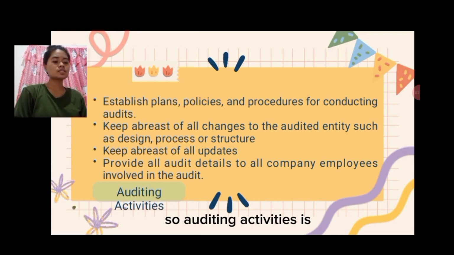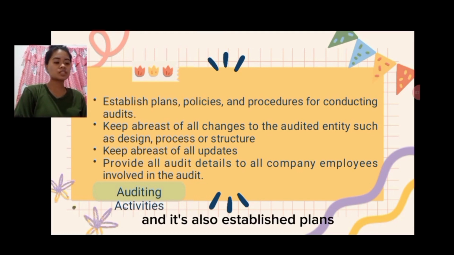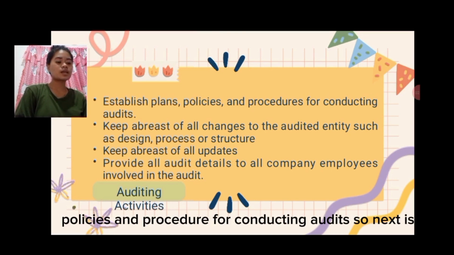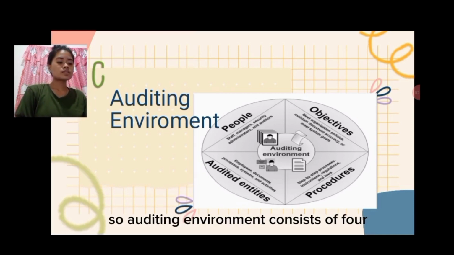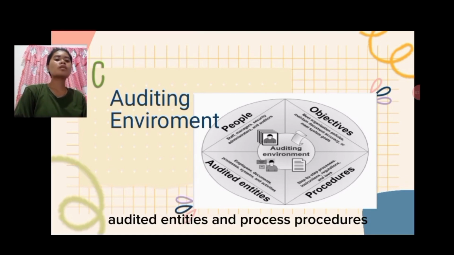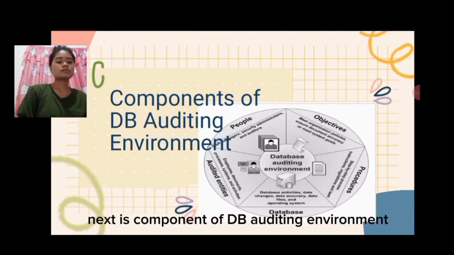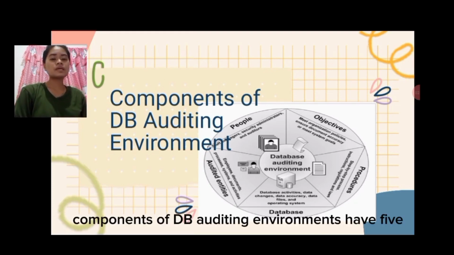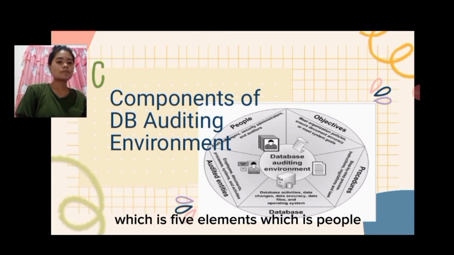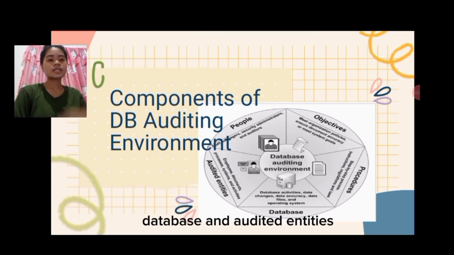So auditing activities also identify security issues that must be addressed, and establish plans, policies, and procedures for conducting audits. So next is the auditing environment. The auditing environment consists of four, which are people, objectives, audited entities, and procedures. Next is components of the DB auditing environment. Same as the auditing environment, the components of the DB auditing environment have five elements, which are people, objectives, procedures, database, and audited entities.